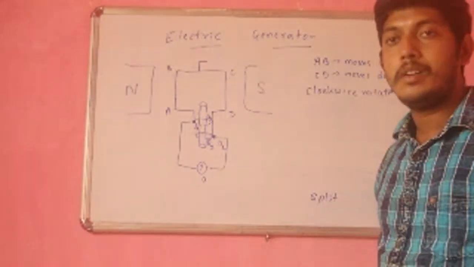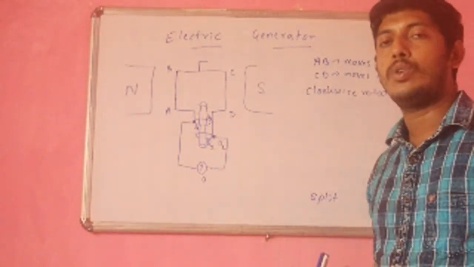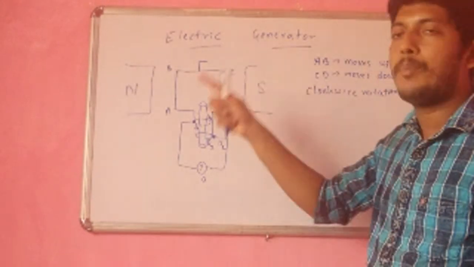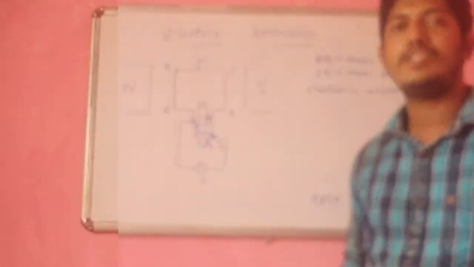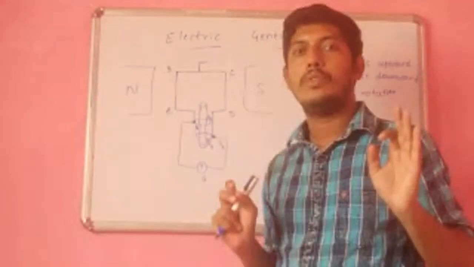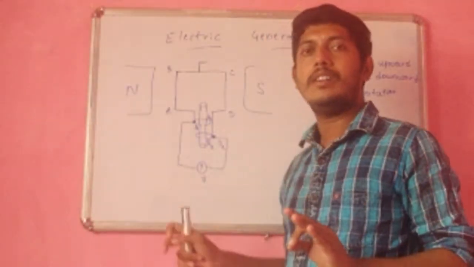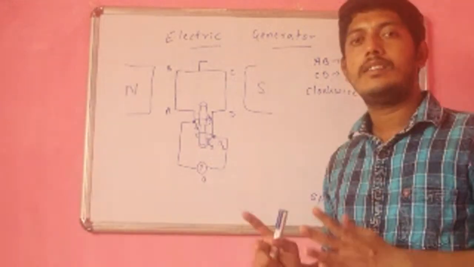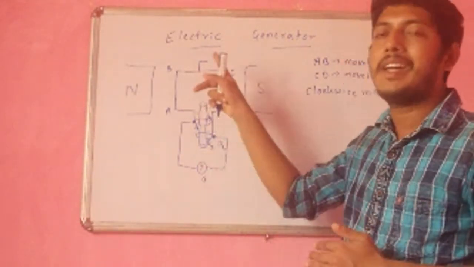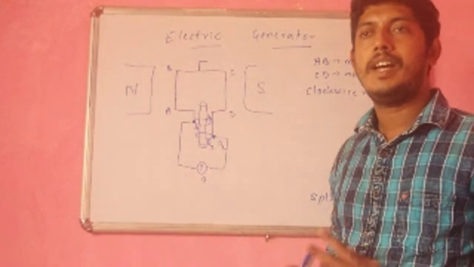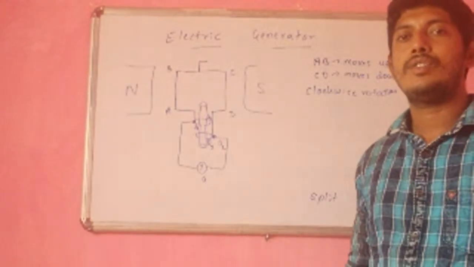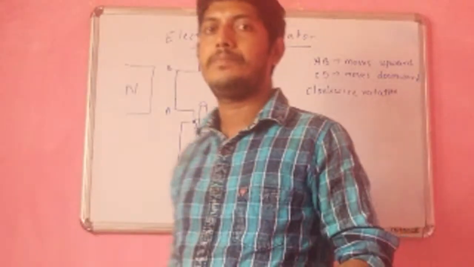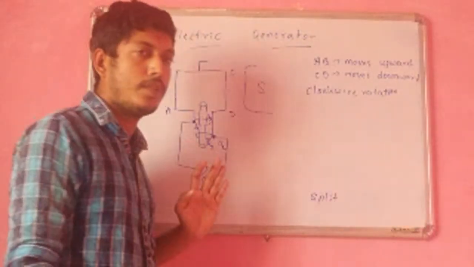And the galvanometer is used to find out whether, with the help of mechanical motion, electricity is generated or not. It is used to find out whether electricity is generated with the help of mechanical rotation or not, and if generated, how much electricity is generated from that mechanical motion. That is the use of this galvanometer.